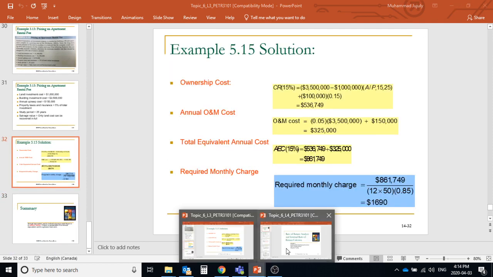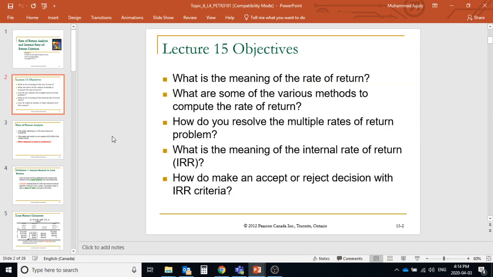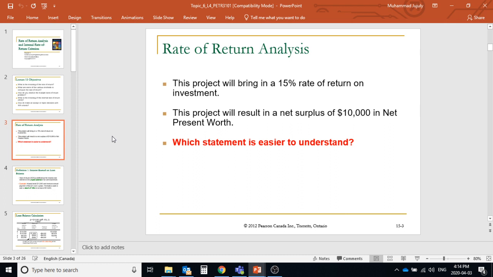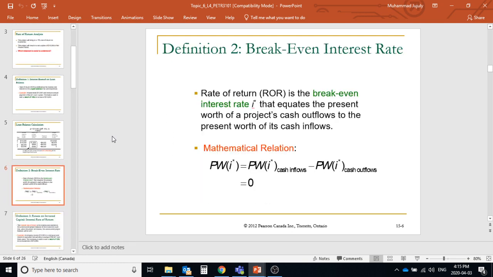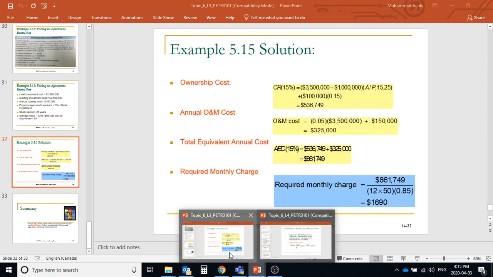Now we'll go to lecture 4, and lecture 4 would be the rate of return. Interest earned and loan balance rate of return. What is ROR? It's the cash inflow minus cash outflow break-even interest rate, where it becomes 0, that is the rate of return, or ROR. So this is also called the break-even interest rate. You remember the break-even interest rate? Last lecture we have seen.